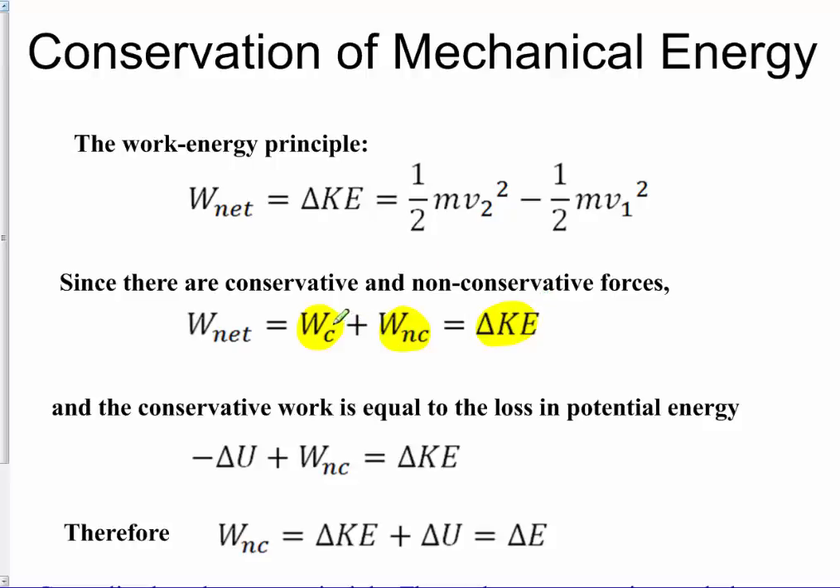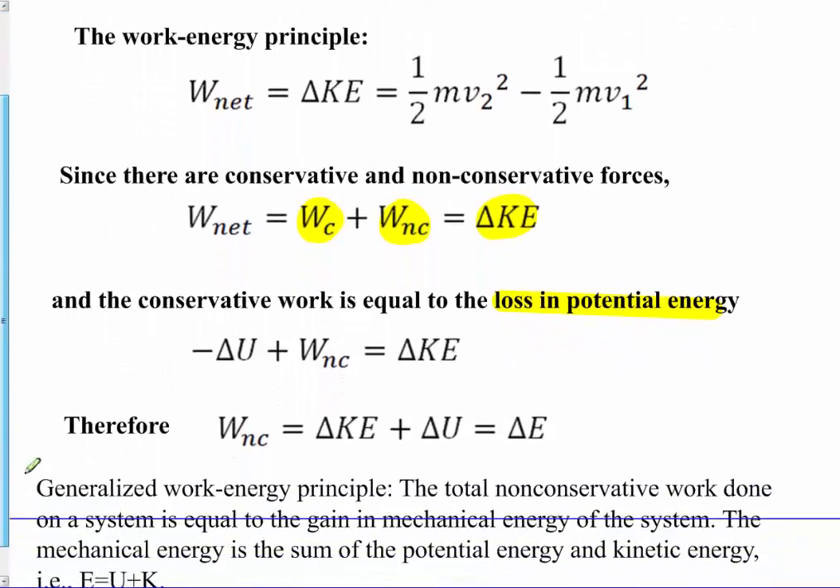Now we note that conservative forces are equal to the loss in potential energy. So we say the negative change in potential energy plus the work done by non-conservative forces is equal to the change in kinetic energy. Therefore, we can say that the work by non-conservative forces, which is all I'm doing is moving this to the other side, is going to be the sum of the change in kinetic energy plus the change in potential energy, which equals the change in energy.